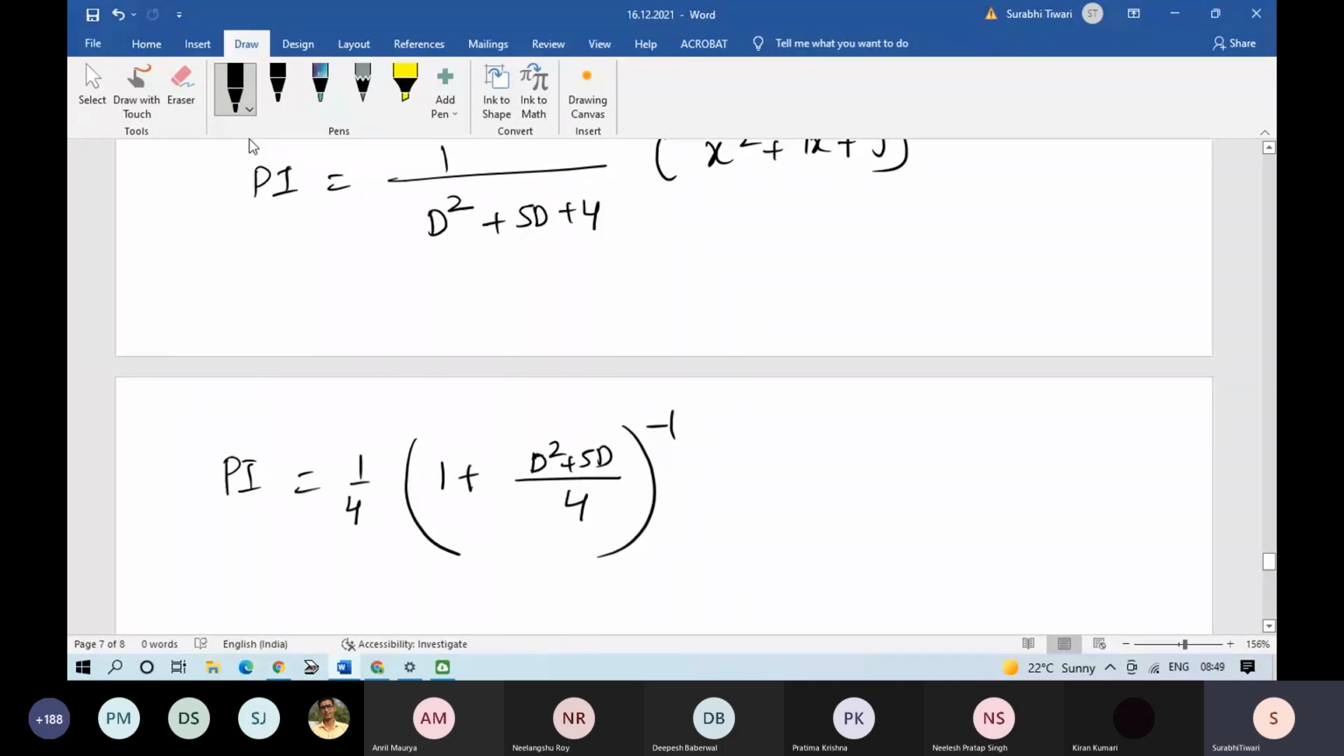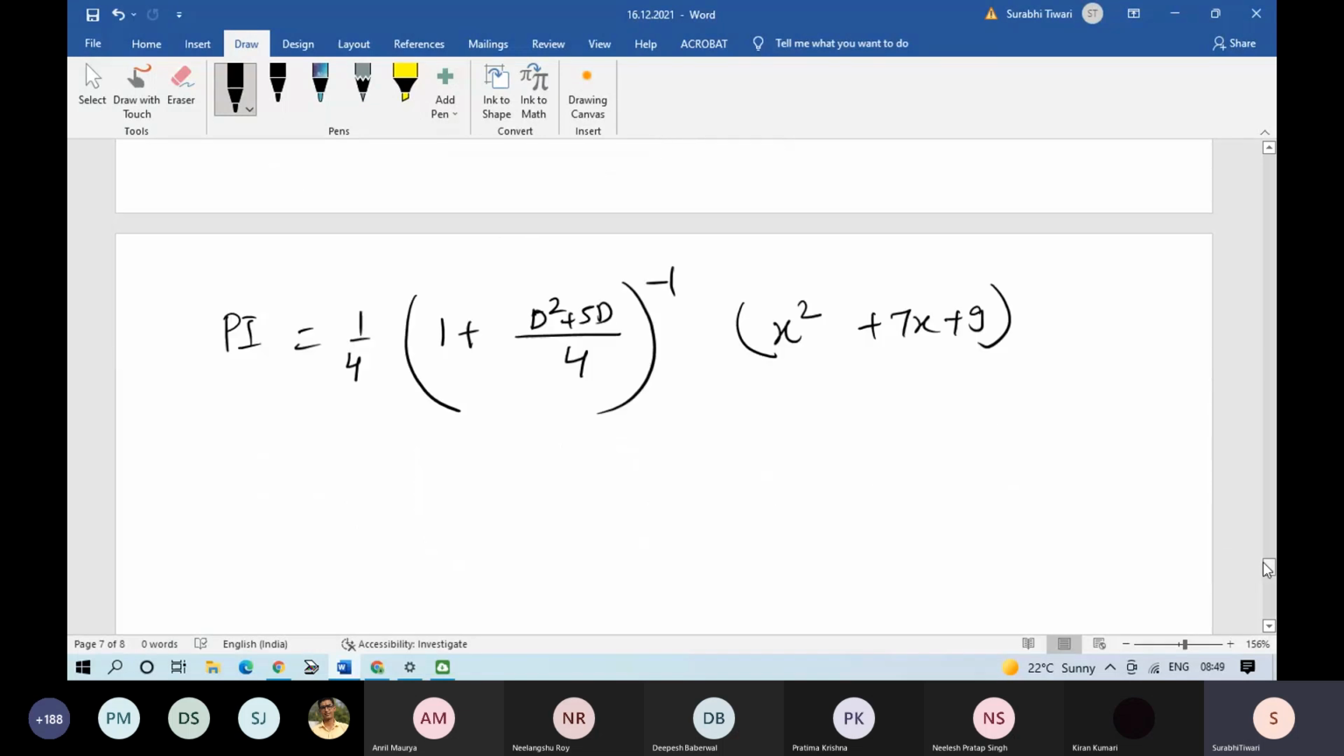ठीक. और this has to be operated on x square plus 7x plus 9. Now expand this using binomial expansion. So this will be 1 upon 4 और अंदर बचा 1 minus ये क्या है d square plus 5d by 4, 1 plus x, 1 plus nx. So n is -1 here.